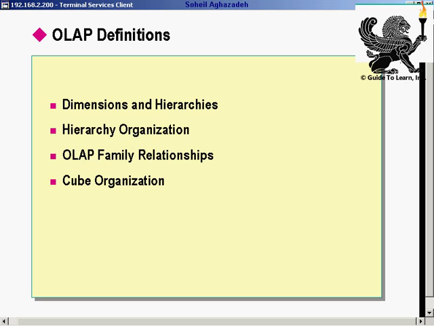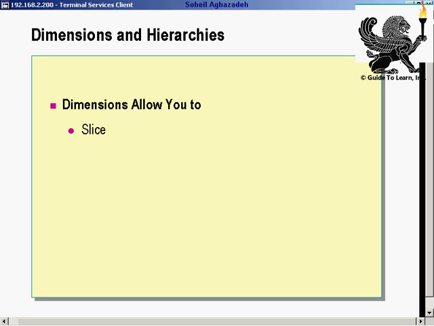As far as the OLAP definitions, we have some vocabulary that I'd like to get into. We have dimensions and hierarchies, the hierarchy organization, and then we're going to get into OLAP family relationships, as well as the cube itself. If you take a look at dimensions and hierarchies, consider that dimensions allow you to slice data. For example, if you're considering time, you want to find out when specific data was available. A year can be divided into 12 months. Each specific month is a slice of the time dimension, if you think about it.